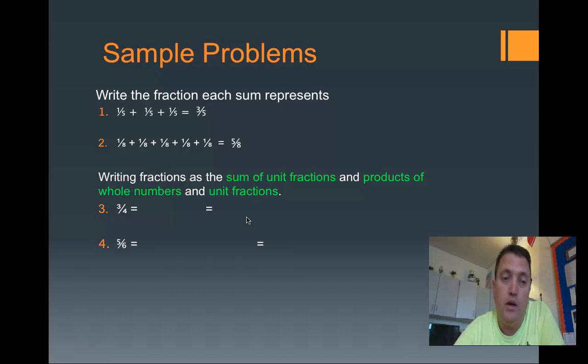Okay? So I want you to pause the video and I want you to solve this problem with the sum of unit fractions and products of whole numbers and unit fractions. When you're ready, you may press play again.